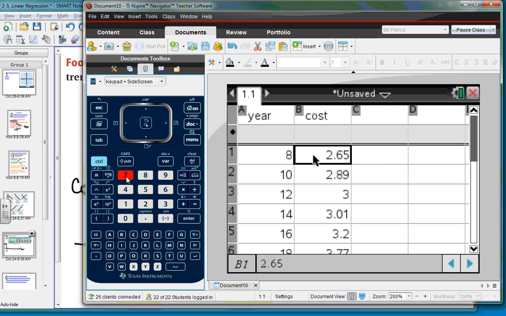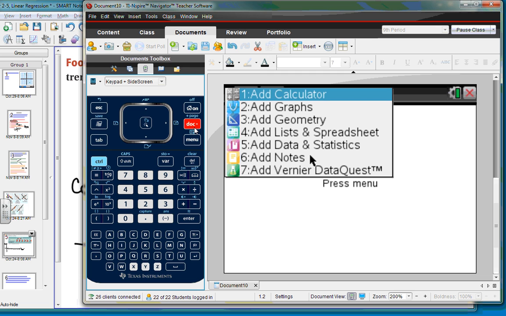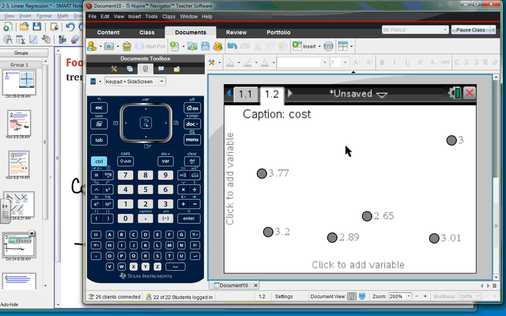Make a scatter plot. So how do I make a scatter plot? Insert a new page by hitting Control-Dot. And what type of page am I going to use? Data and statistics. Now look, yours is not going to look like mine.